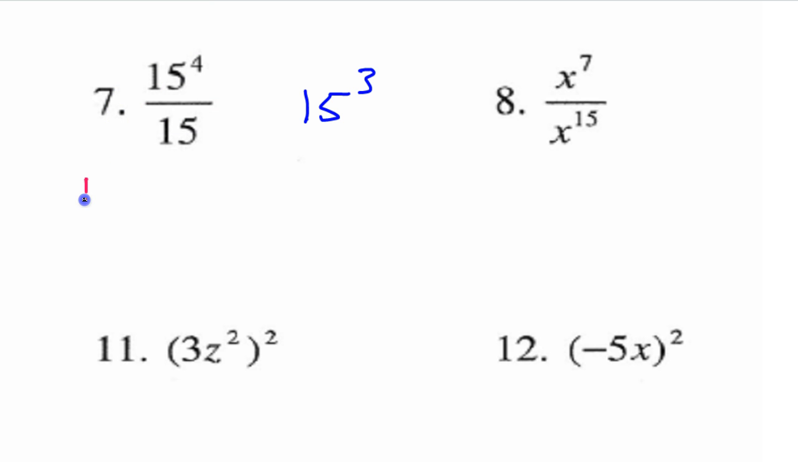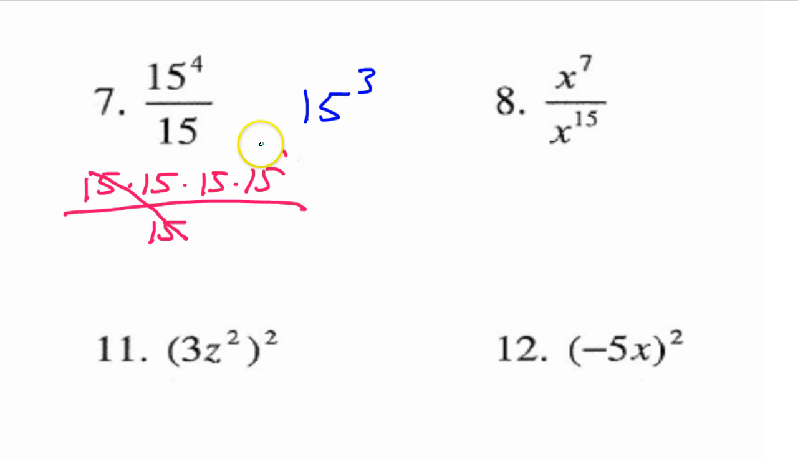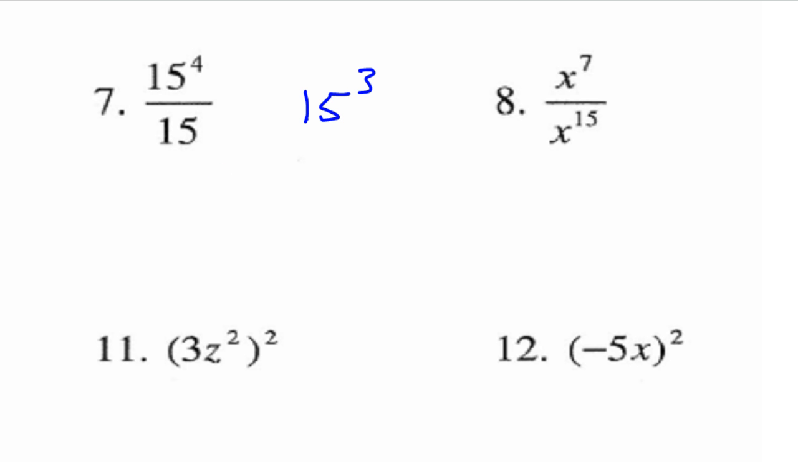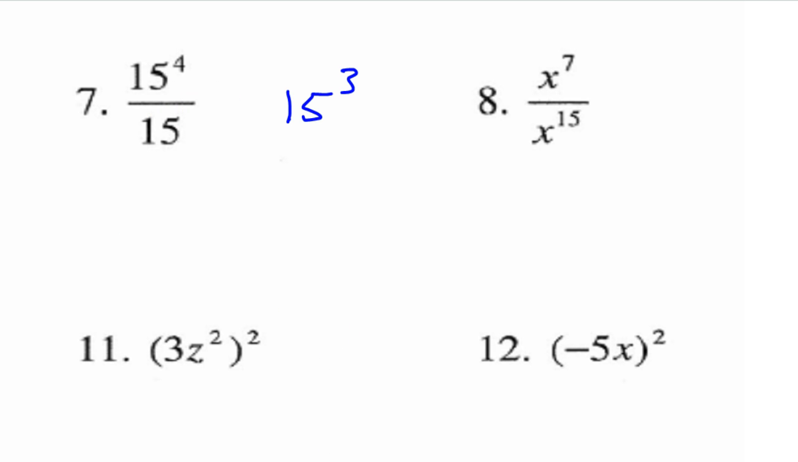15 to the 4th power, what's really going on is this is 15 times 15 times 15 times 15, 4 times. Meanwhile, in the denominator, we have 15. Well, the 15 in the denominator is canceling out one of the 15s in the numerator, and that leaves behind 3 15s. So that's why it's to the third power. If you wanted to use the shortcut of subtracting, you have to understand that this 15 in the denominator is the same as 15 to the 1 power. So you could do 4 minus 1, but the way I explained it first is the truest way of thinking of it.